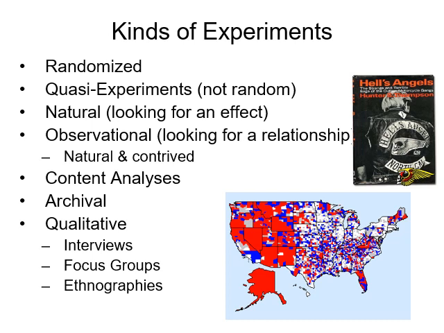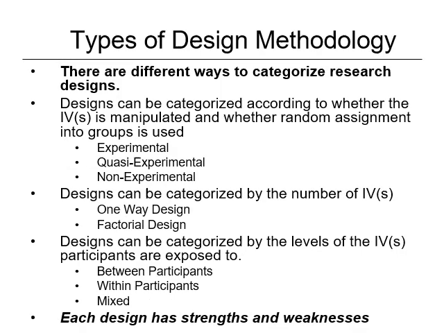Based on that ethnography, that qualitative data, he then brought the same idea into a contrived experimental study with randomization, where he actually did his classic study on cognitive dissonance. So there are also different types of design methodology. Designs can be categorized according to whether the IVs are manipulated and whether random assignment is used into groups. So again, if you have true manipulation, you're in control of your IV, and you're randomly assigning people to that controlled IV, you're in an experimental setting.